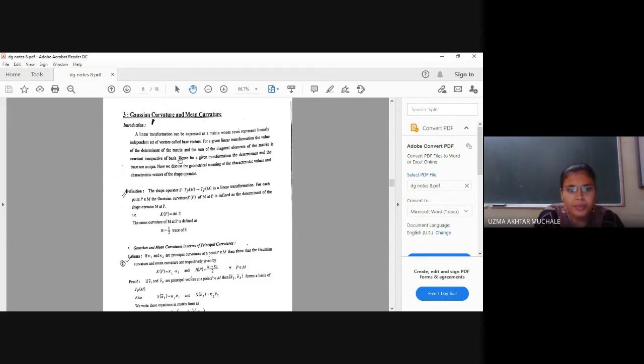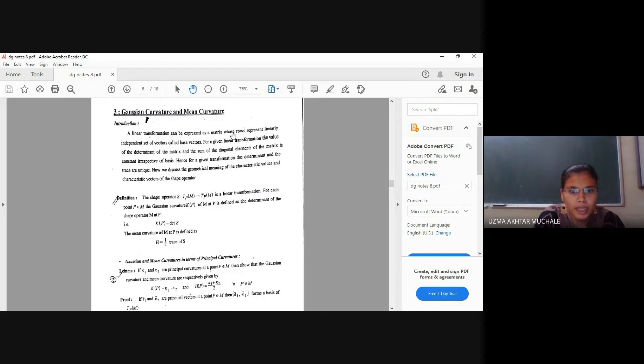And you can see here a linear transformation can be expressed in the form of a matrix whose rows represent the linearly independent set of vectors, like the basis vectors. For the given linear transformation, the value of the determinant of a matrix and the sum of the diagonal elements is always the same irrespective of a basis. That means if you change the basis, it will not have any effect on the sum of the diagonal elements as well as the determinant of the matrix.